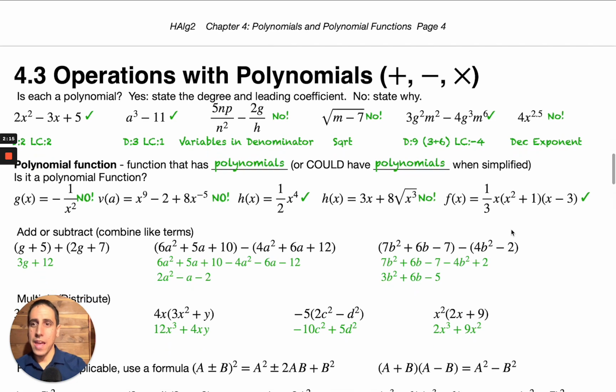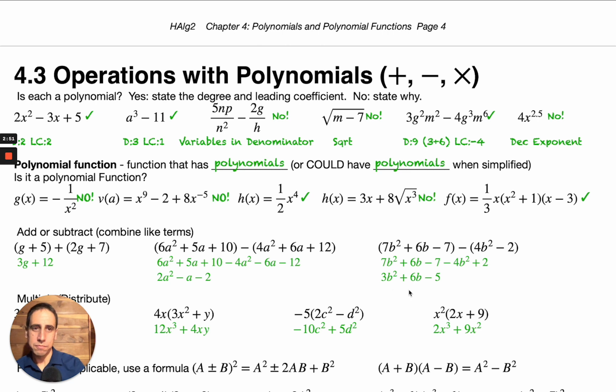So, adding or subtracting, as I said, we're going to add, subtract, and multiply. When it comes to adding this polynomial plus this polynomial, you can just drop the parentheses, combine like terms, you get 3g plus 12. Here, subtracting is a little trickier because you have to remember to distribute the subtraction to all 3 terms. So the first polynomial, you drop the parentheses, but when you go to distribute, it becomes -4a squared, -6a, -12, and combining the like terms.